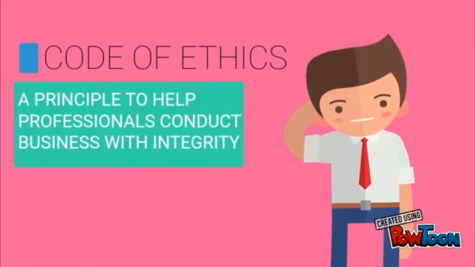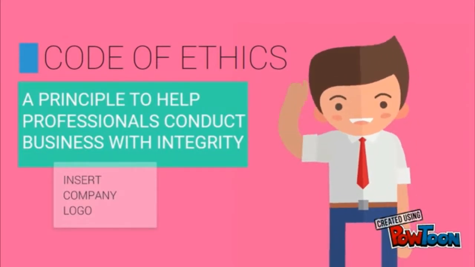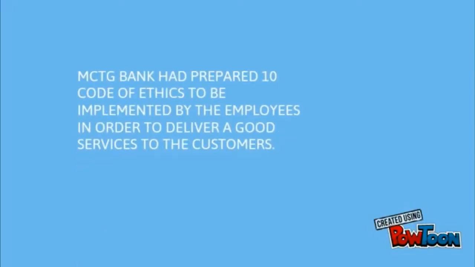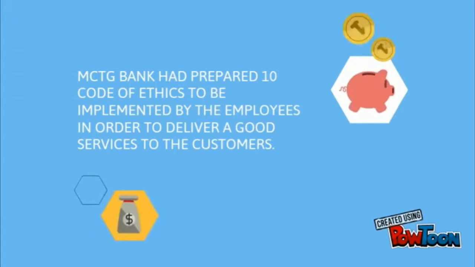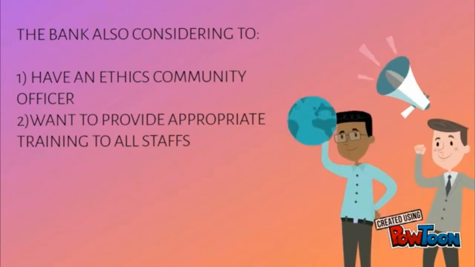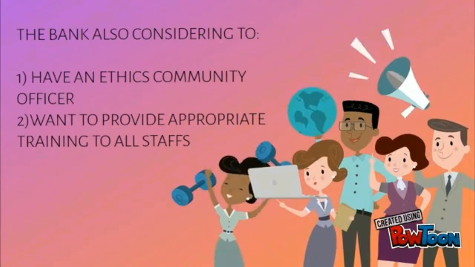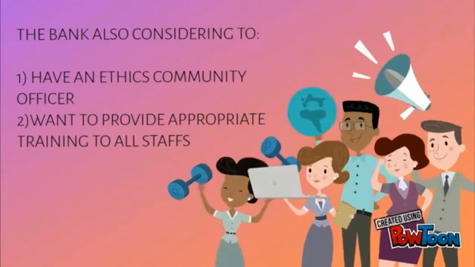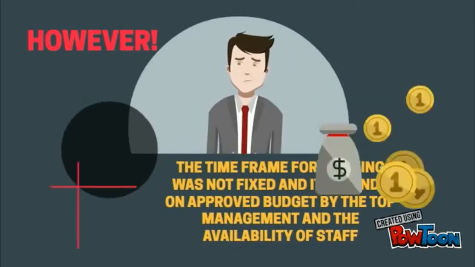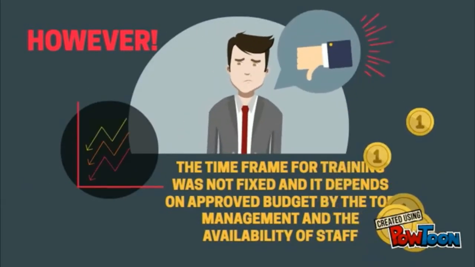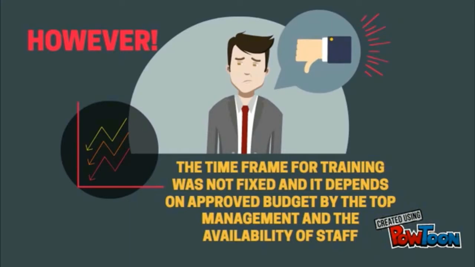Now, we move to the next symptom, which is less awareness of the code of ethics. Our bank had prepared 10 codes of ethics. We are also considering having an ethics community officer and want to provide appropriate training to all staff. However, the time frame for training was not fixed and it depends on the budget approved by the top management and the availability of staff.